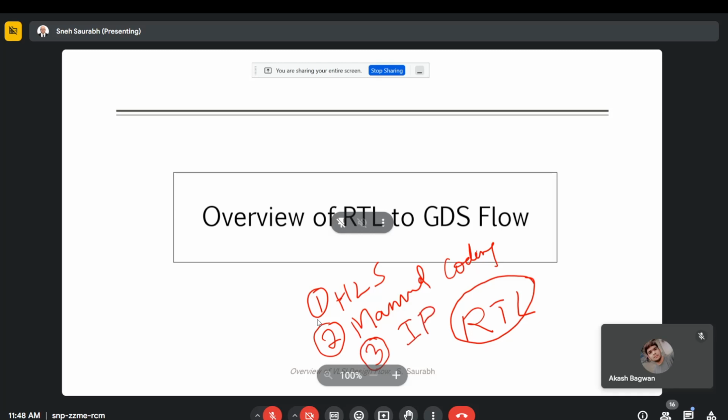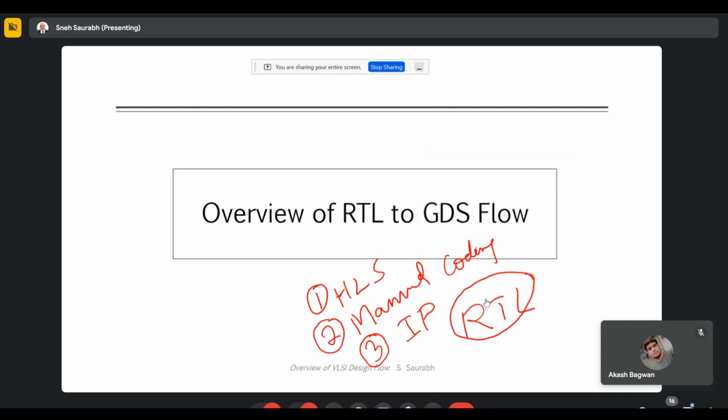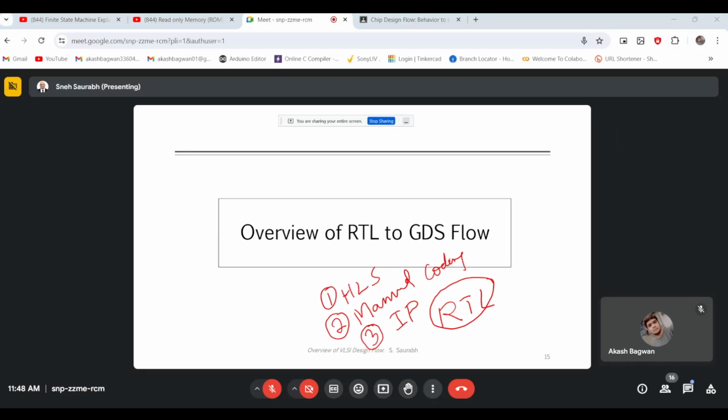For example, we have got some functionality of, say, a power controller, and we had already designed the power controller earlier, or some other vendor is already giving this RTL for this power controller, then we can have that IP simply and put it in our design. So we assume that we have got the RTL or the design in Verilog or VHDL, and then from there onward we move to RTL to GDS.